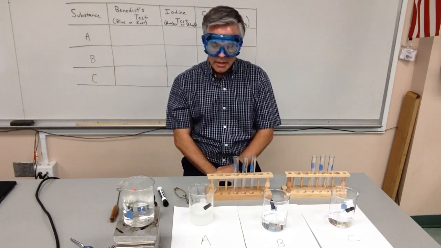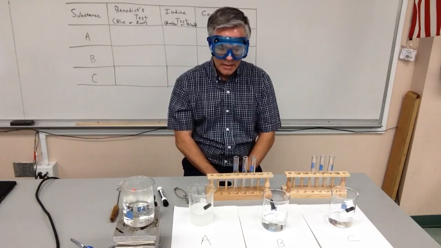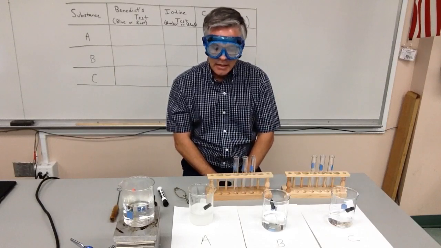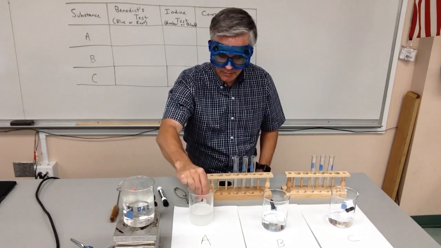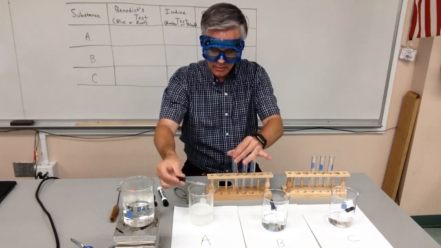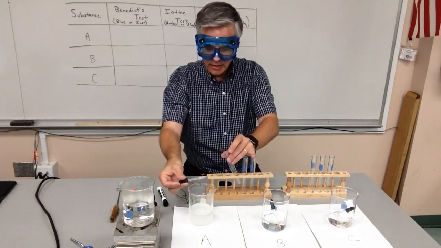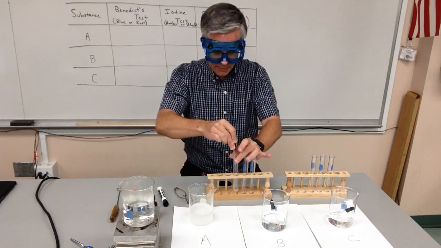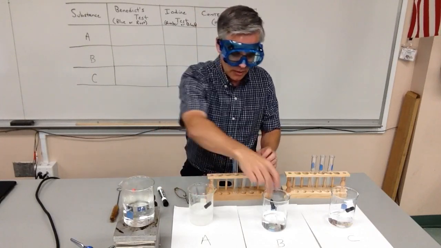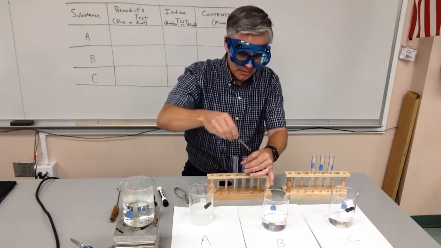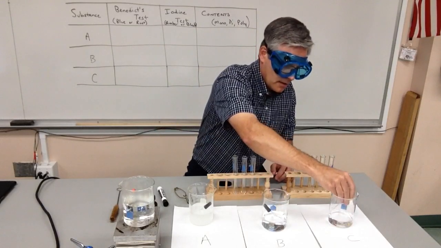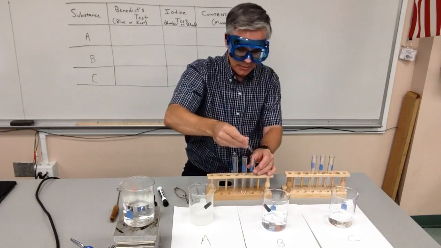In terms of the procedure, the first thing we're going to do is get the Benedict's test started, because that one takes a little bit of time. All I would do is take a sample of each of these. I don't want to mix up my droppers, so I would put A in my first test tube, and I just need a little bit to coat the bottom of the test tube. Then I'm going to put some B in my second test tube, and I'm going to put some C in my third test tube.